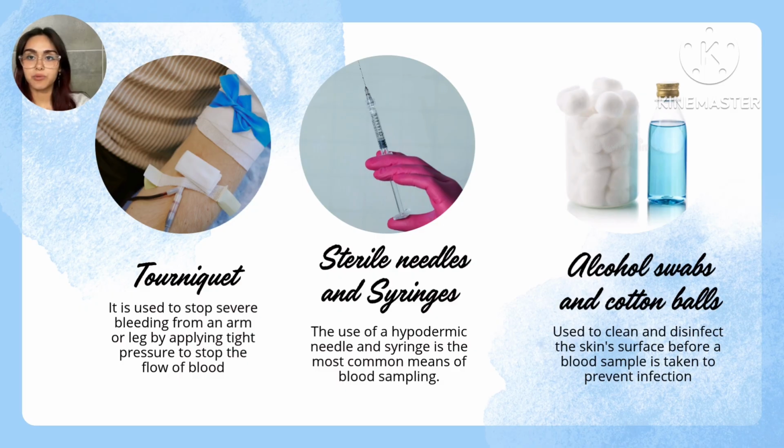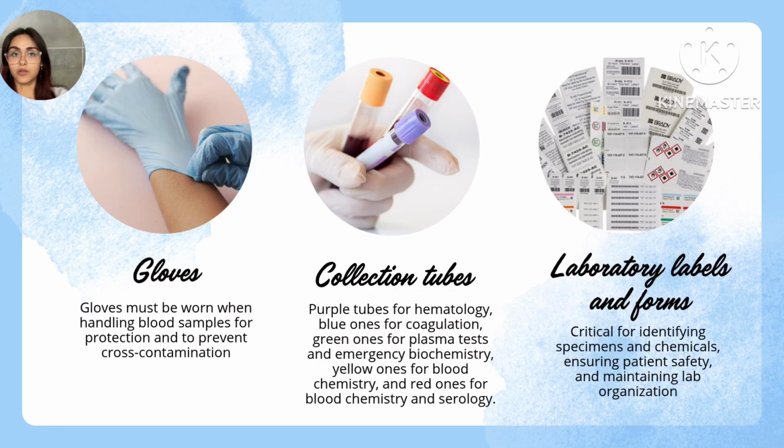For the blood sample, we will need some basic and simple elements, such as the tourniquet, which we will use for stopping the blood flow. The next ones are the sterile syringes and needles that we will use for extracting the blood. Then we will need some alcohol cottons for the sterilization step. Then we will need gloves for avoiding any contact with the blood.